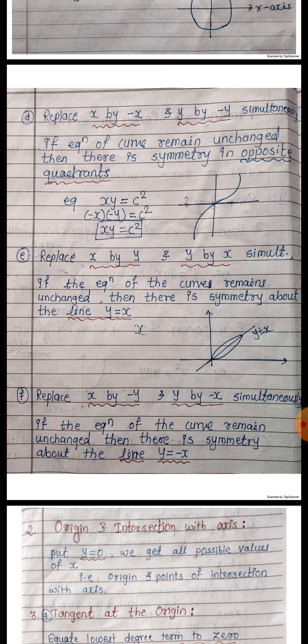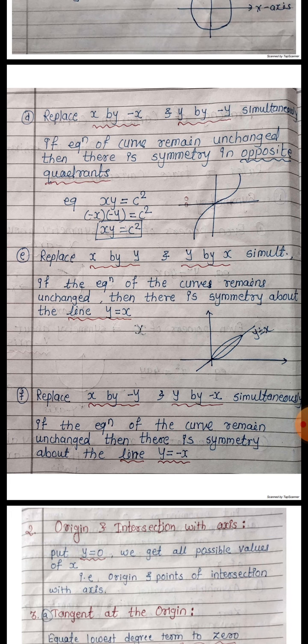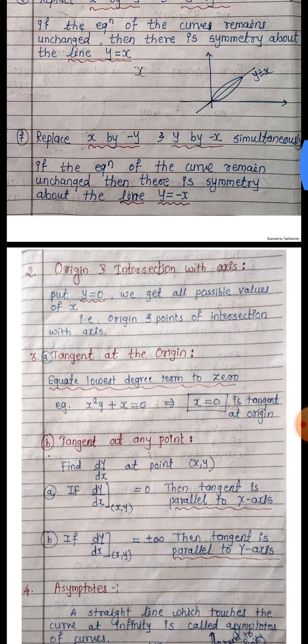If you see the example, xy is equal to c square, if we replace x by minus x and y by minus y, then we get again xy is equal to c square. Therefore, this is symmetry in the opposite quadrant. Replace x by y and y by x simultaneously. If the equation remains unchanged, then there is symmetry about the line y is equal to x. If we replace x by minus y and y by minus x simultaneously, if the equation remains unchanged, then there is symmetry about the line y is equal to minus x.